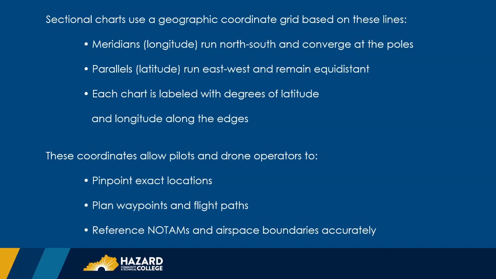Sectional charts use a geographic coordinate grid based on these lines. Meridians, longitude, run north to south and converge at the poles. Parallels, latitude, run east to west and remain equidistant. Each chart is labeled with degrees of latitude and longitude along the edges. These coordinates allow pilots and drone operators to pinpoint exact locations, plan waypoints and flight paths, and reference NOTAMs and airspace boundaries accurately.